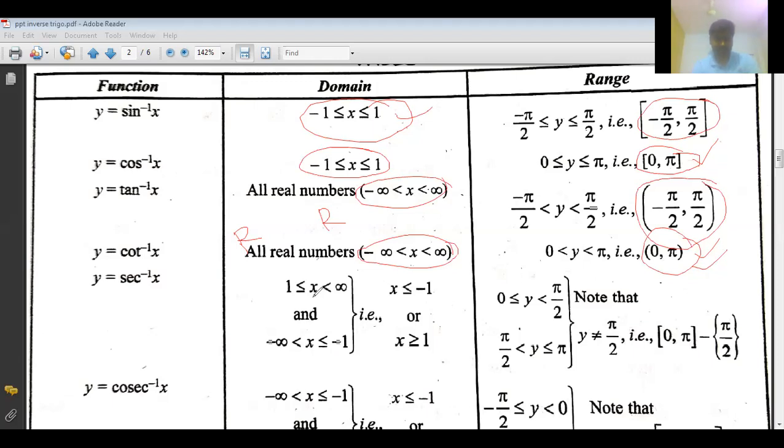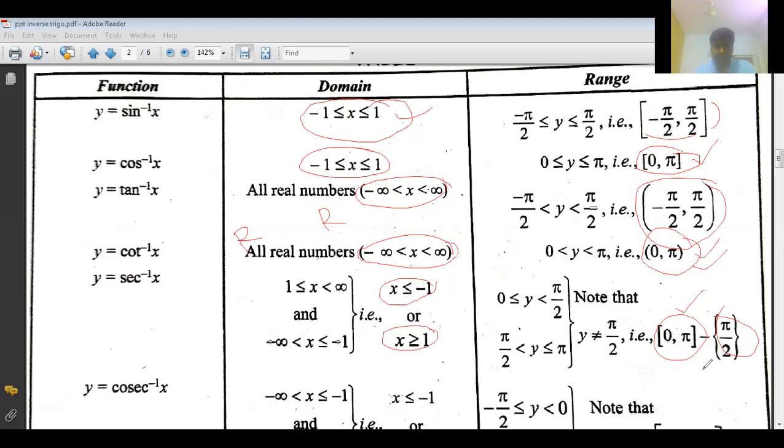Clear? Now here secant inverse x. Below -1 and above 1 only will be the domain for secant inverse x. Okay. Now from that, what is the range there? 0 to pi, closed interval, except pi by 2. Why? For pi by 2, cos is 0. Wherever cos is 0, that angle should not be a result for secant inverse x. Okay, 0 to pi other than pi by 2.